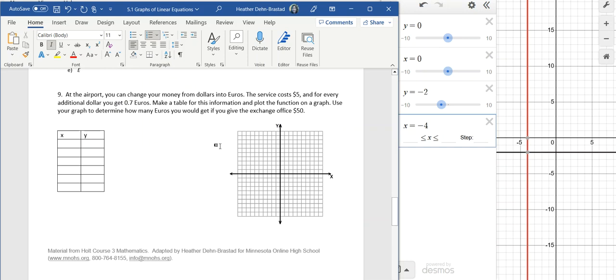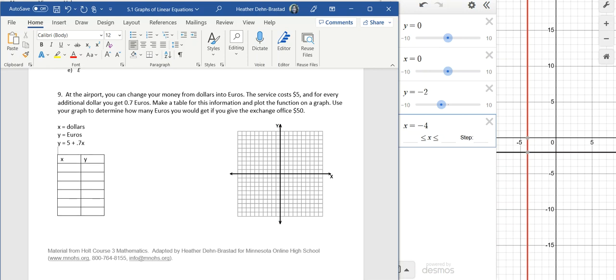Okay, and then number 9 says at the airport you can change your money from dollars into euros, money used over in Europe. The service costs $5, and for every additional dollar you get 0.7 euros. So if we let x equal our dollars and y equal the euros that you will end up with, then we could say that our euros is going to equal $5 flat fee, have to pay it no matter what, plus, for each additional dollar you get 0.7 euros, so that would be times x. Or you could write this as 0.7x plus 5, either one of those is correct.